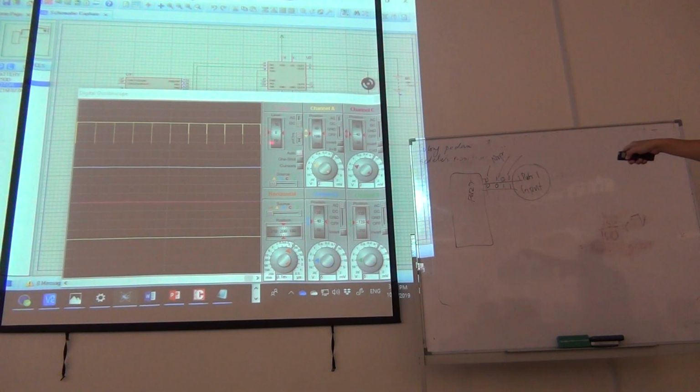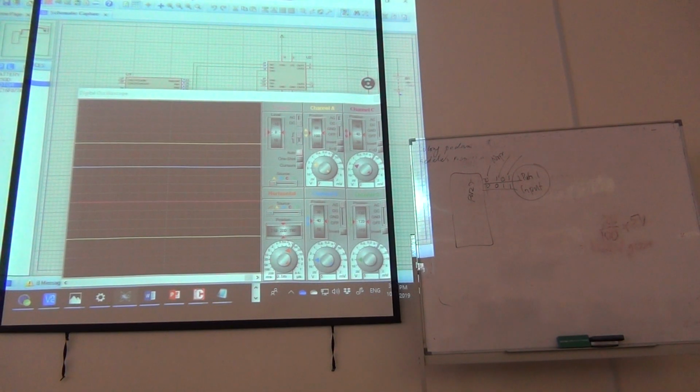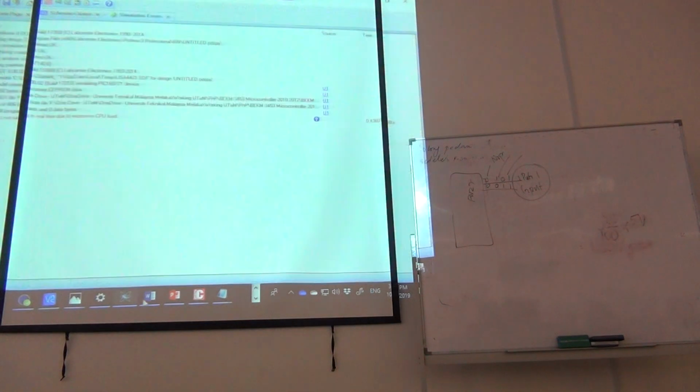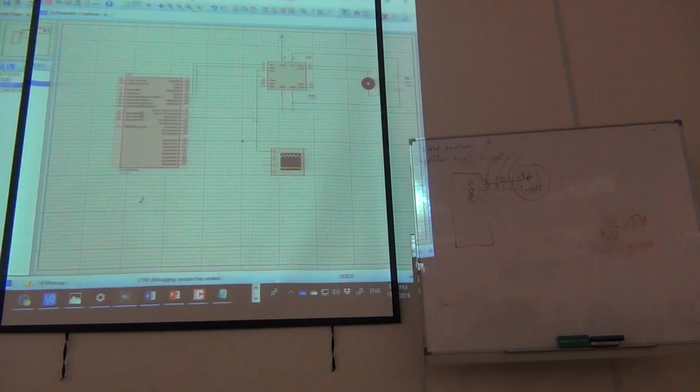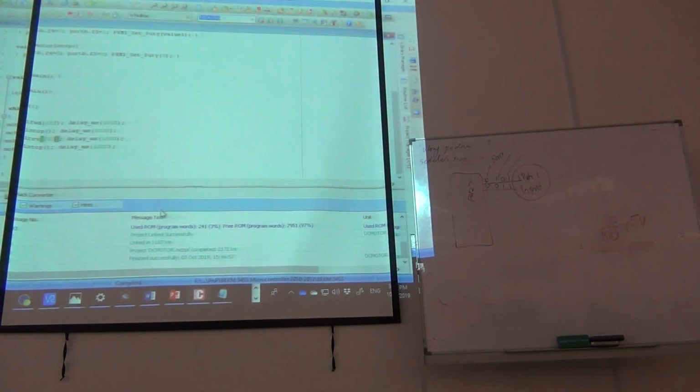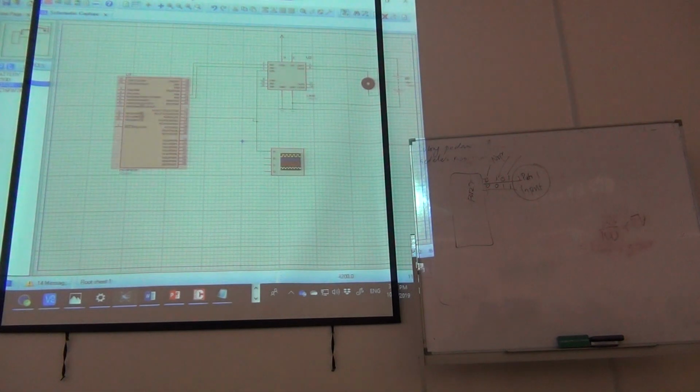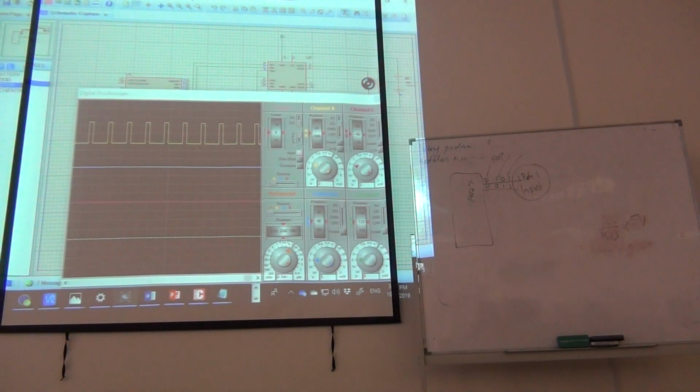This is my PWM just now. Just now, before this, it was 50%. You can see that the PWM is like that. Let's try another one. Not 50%, around 35%, which is around 127 divided by 2, like around 60. I change this one to 60.